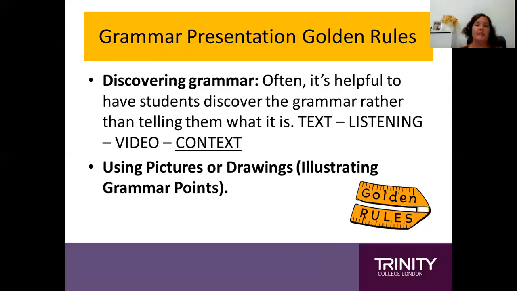So as I mentioned there in the PowerPoint, it's helpful to have students discover the grammar rather than telling them straight away. You can always contextualize grammar. It is fundamental that you do. And you can present grammar through a text or a listening or a video where the target grammar is being used in a very clear context. We will be checking on some examples of this later on.